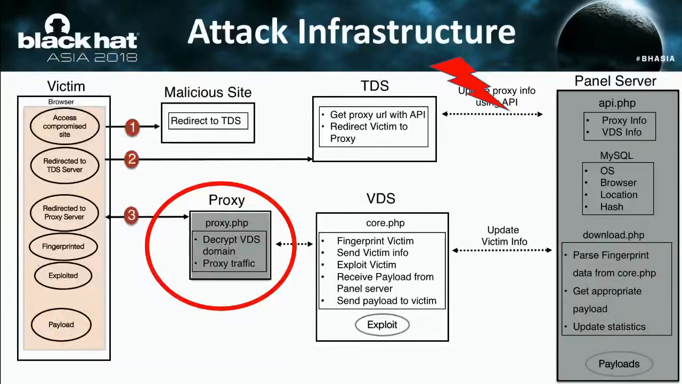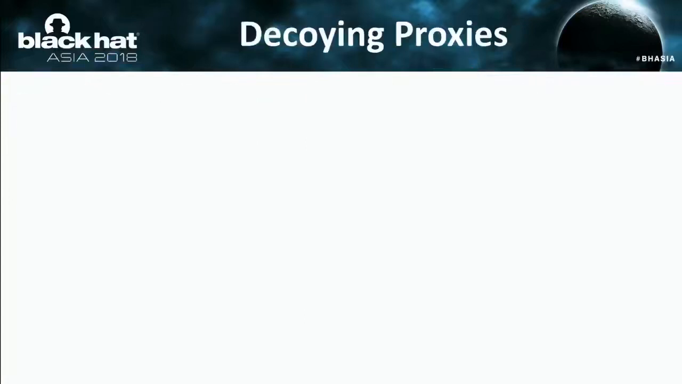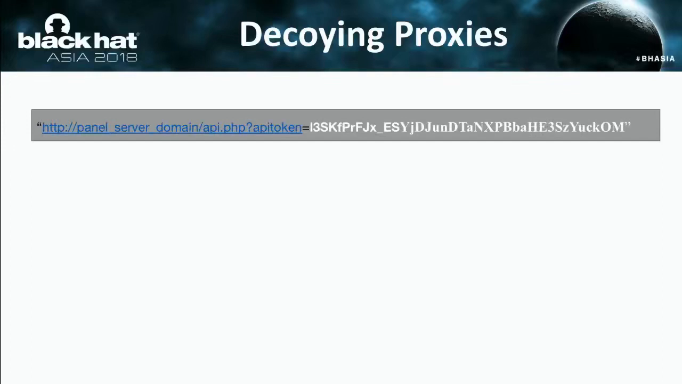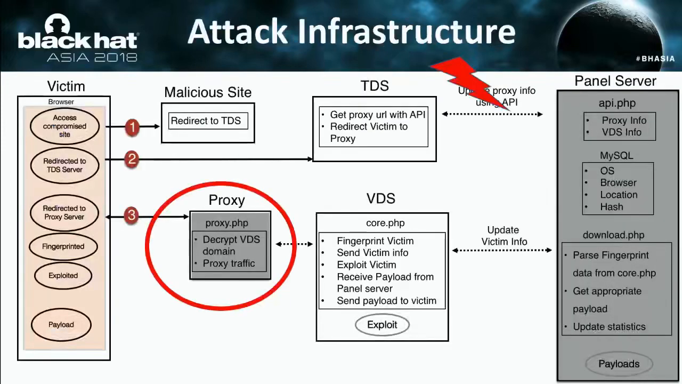So before that, let me give you an explanation of how we will go about the attacks. So we can actually decoy the proxy server domains or IP addresses. So this is the API URL. So this API URL is actually used here.